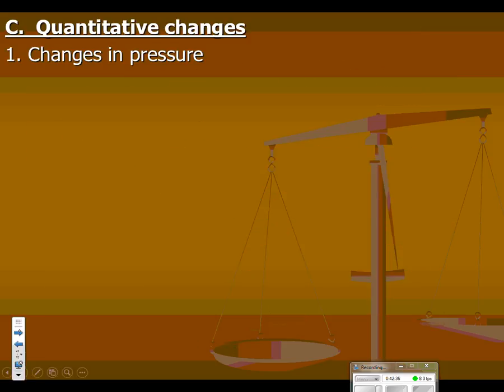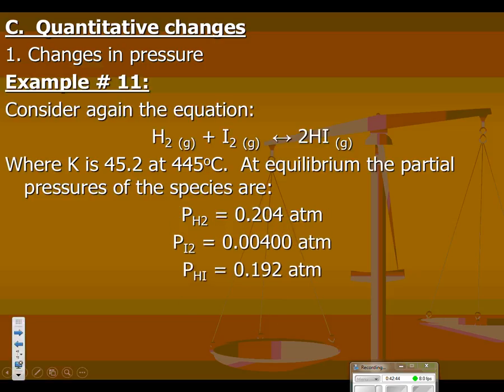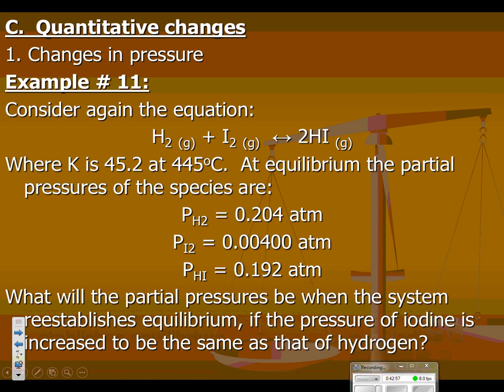Okay? All right, change in pressure, quantitative. Okay, so here's an example again. We're making our hydroiodic acid again, where we've got our K and we've got our pressures at equilibrium. What will the partial pressures be when the system reestablishes equilibrium if the pressure of iodine is increased to be the same as that of hydrogen?